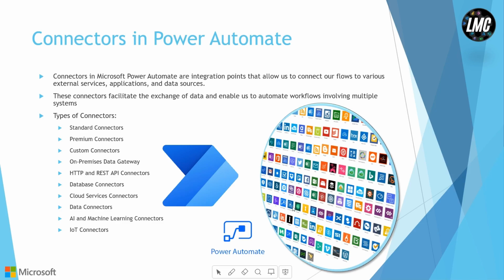Isn't it amazing? Let's say you have your data in some API, so you can use HTTP and REST API connectors, database connectors, cloud service connectors, data connectors, AI and machine learning connectors, IoT connectors. So see, we have unlimited connectors in Power Automate. We can connect to n number of applications, data sources and services, either from Microsoft or external. It is not based only on Microsoft; we can connect to n number of external services as well. These connectors facilitate the exchange of data and enable us to automate workflows involving multiple systems, right?